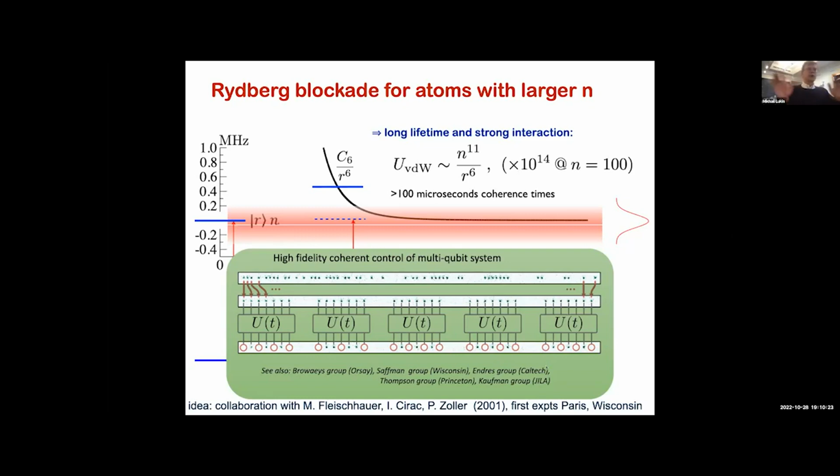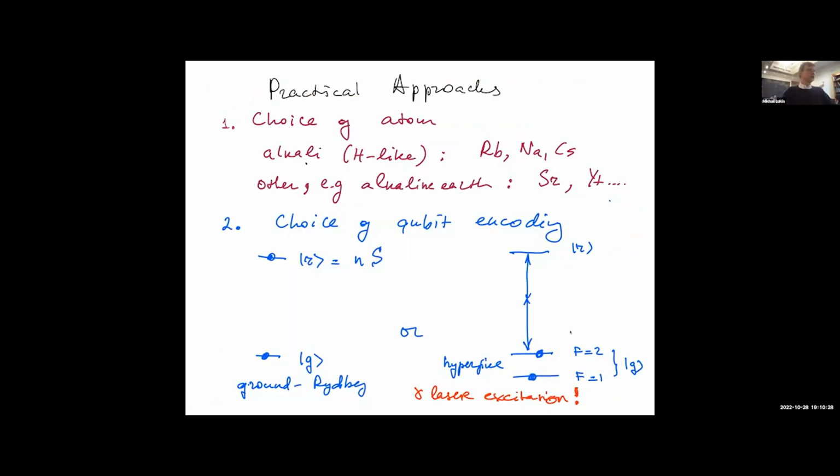Within this general approach there are, of course, a lot of practical aspects. One general question is: which atom do you choose? I will focus in particular on rubidium atoms, as an alkali atom, a hydrogen-like atom. But you can also choose other atoms like alkaline earths, such as strontium or ytterbium. To leading order they are very similar, but they have different features. And these features can be exploited if you want, for example, to specifically optimize certain aspects of your approach.